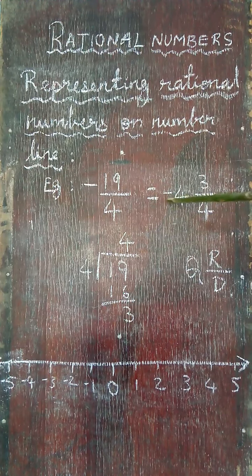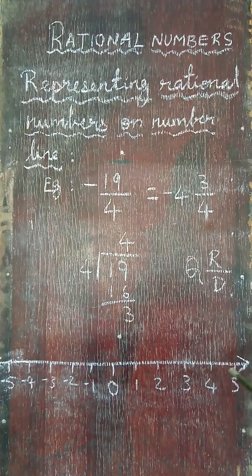We learned this in our lower classes. The quotient is 4, and we have already written the minus sign. The quotient is 4, the remainder is 3, the divisor is 4. So it is minus 4 3 by 4. Where will it lie? Since it is a little extra beyond minus 4, it will lie between minus 4 and minus 5. Some students wrongly take minus 4 and minus 3, but it is more than minus 4 in magnitude, so it is between minus 4 and minus 5.